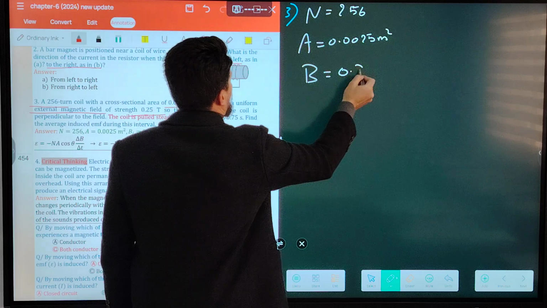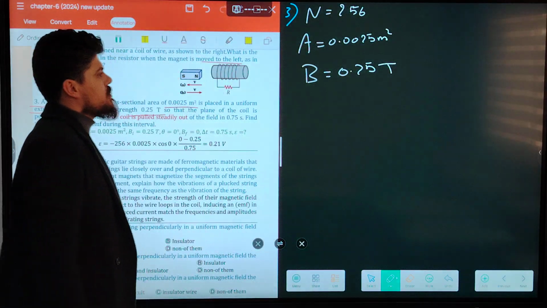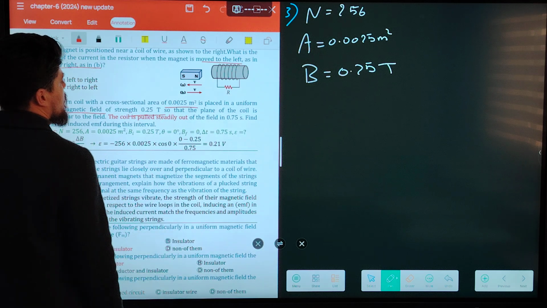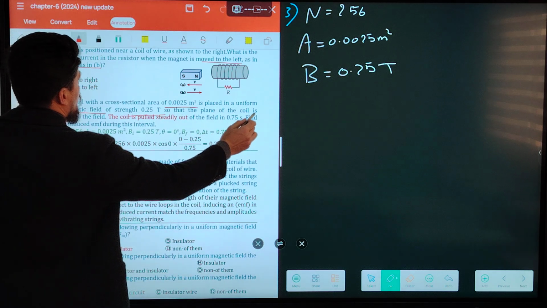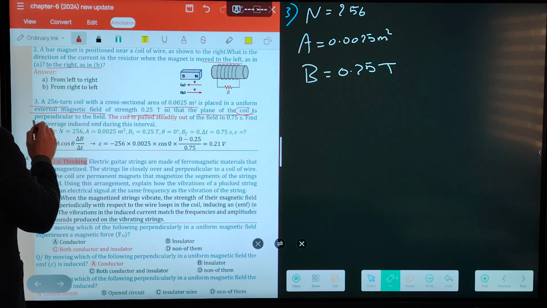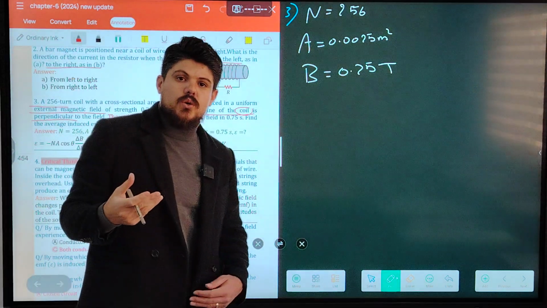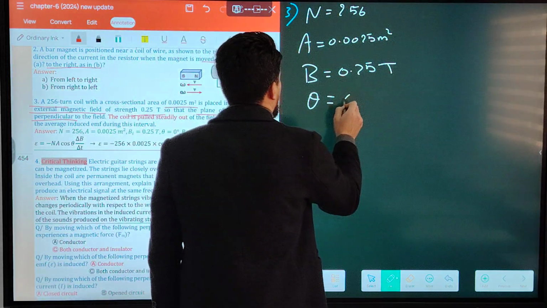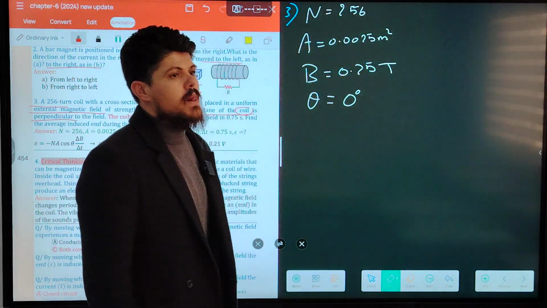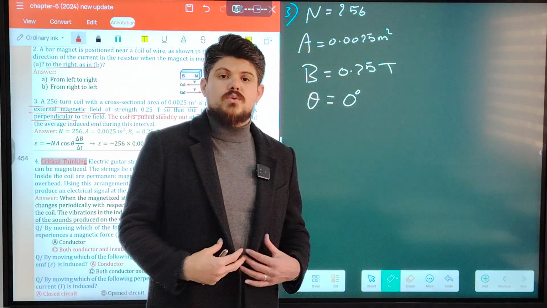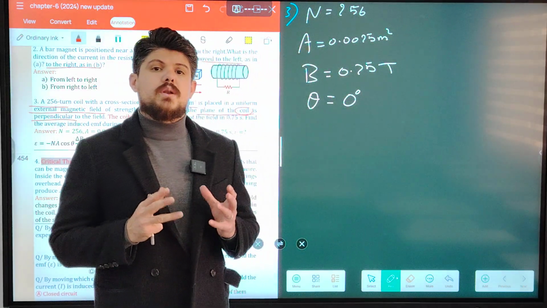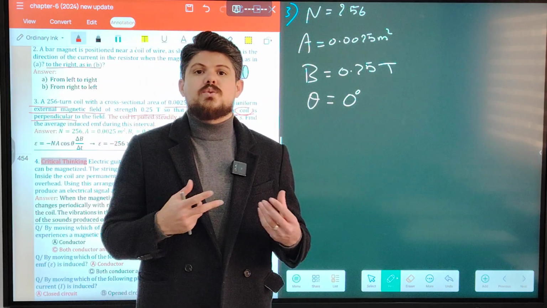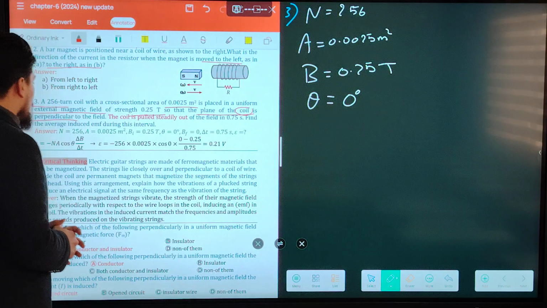B is 0.25 Tesla, but we don't know whether this is B initial or B final, so you have to read the whole question. The plane of the coil is perpendicular to the magnetic field. If the plane of the loop is perpendicular to the field, the angle is equal to 0, because the plane of the loop is perpendicular to the area vector. When the area vector is parallel with the magnetic field, the angle between A and B becomes 0.